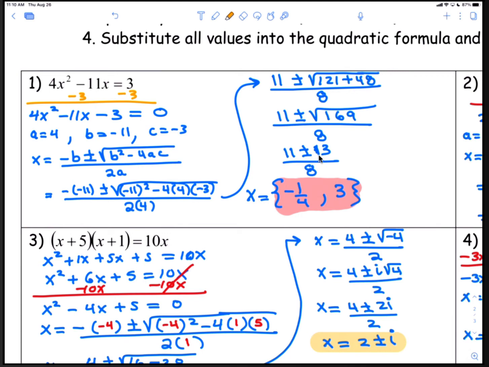Then 11 minus 13 is negative 2, divided by 8 gives you negative 1/4. And 11 plus 13 is 24, divided by 8 is 3. So your two real solutions are negative 1/4 and positive 3.